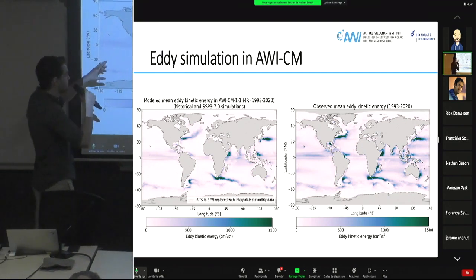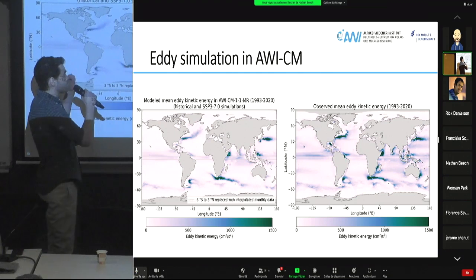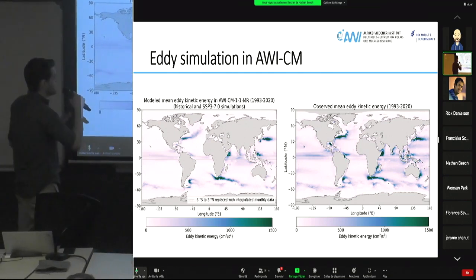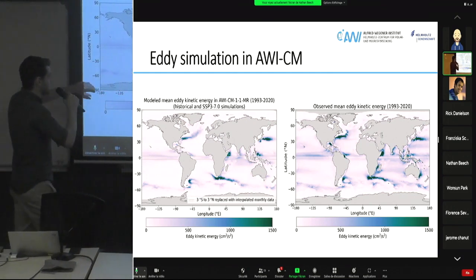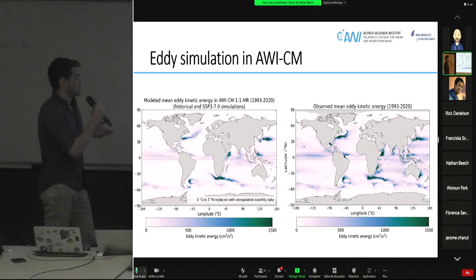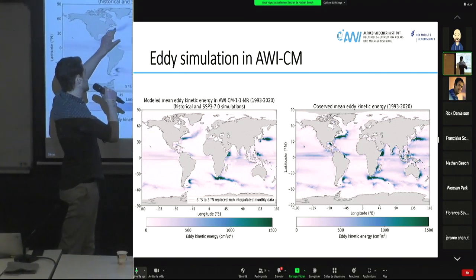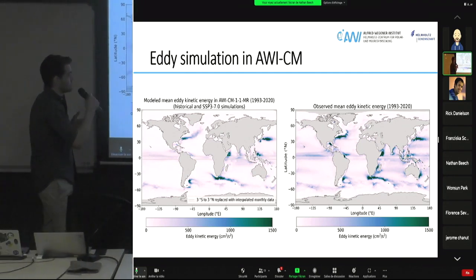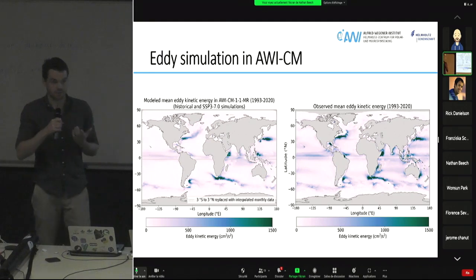The magnitude and spatial distribution of eddy kinetic energy pretty well matches the eddy-rich regions of the global ocean, particularly in the western boundary currents and to some extent in the ACC. And you can also see that there are some common weaknesses here. For example, Gulf Stream separation seems to follow the typical biases that we find in lower resolution climate models.